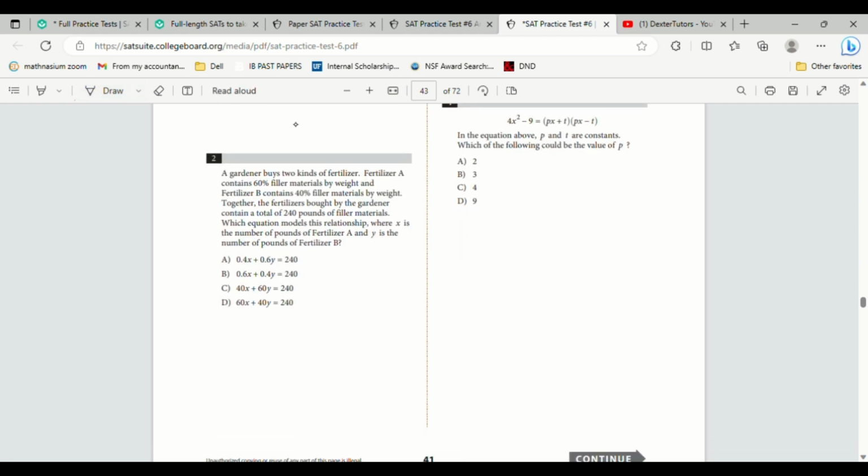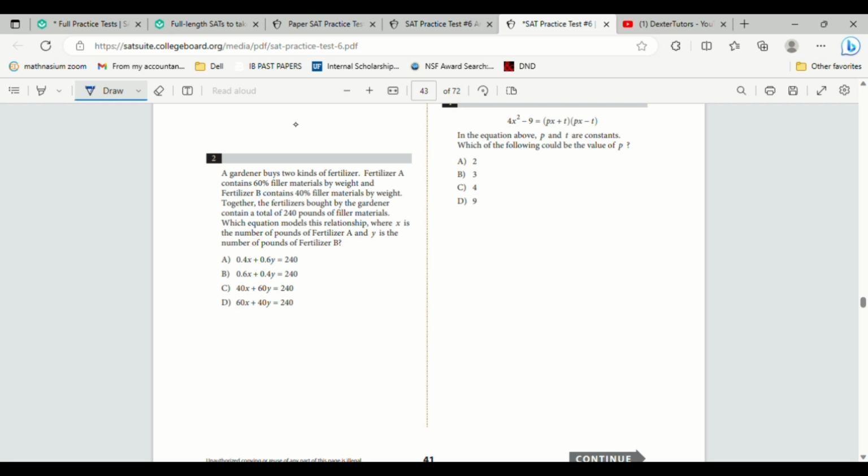Number 2, a gardener buys two kinds of fertilizer. Fertilizer A contains 60% filler materials by weight, and fertilizer B contains 40% filler materials by weight. Together, the fertilizers bought by the gardener contain a total of 240 pounds of fertilizer materials. Which equation models this relationship, where X is the number of pounds of fertilizer A and Y is the number of pounds of fertilizer B?